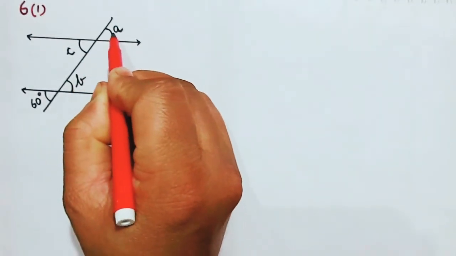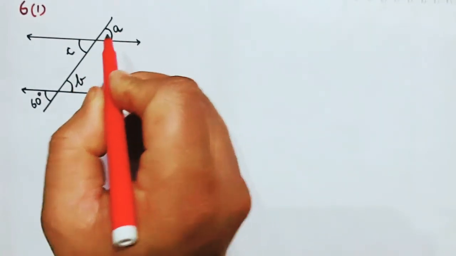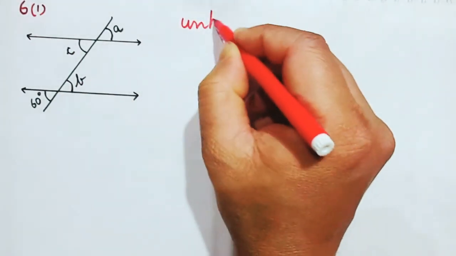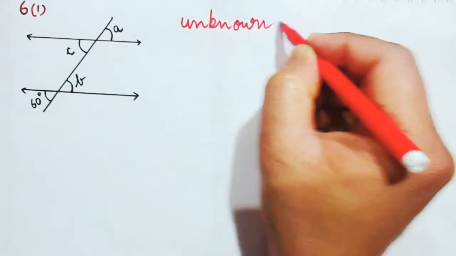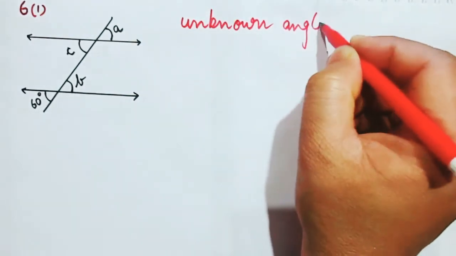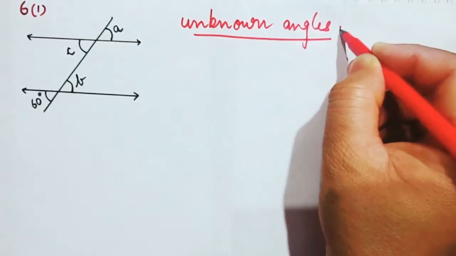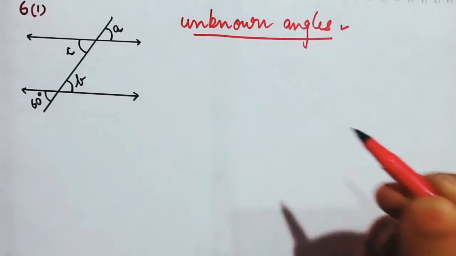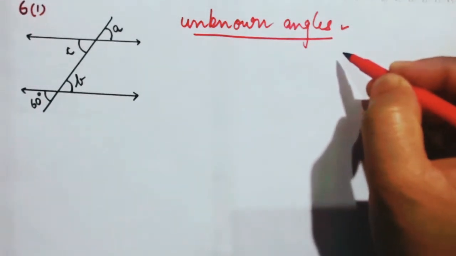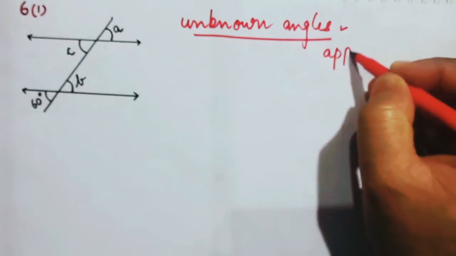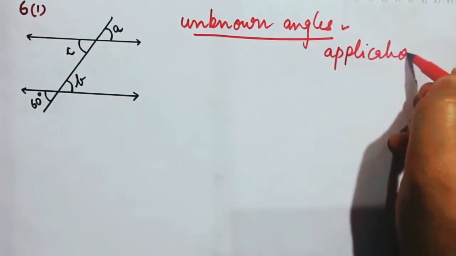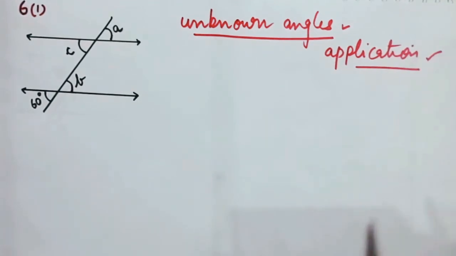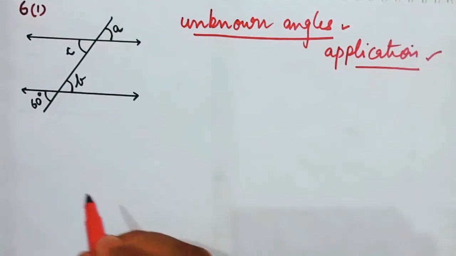These are the unknown angles. You can see over here as A, B and C. These are unknown angles. Okay, unknown angles means the values have not been given. Now we shall use all those angles. This means we shall be working on application of all those angles that we have studied till now related to parallel lines.